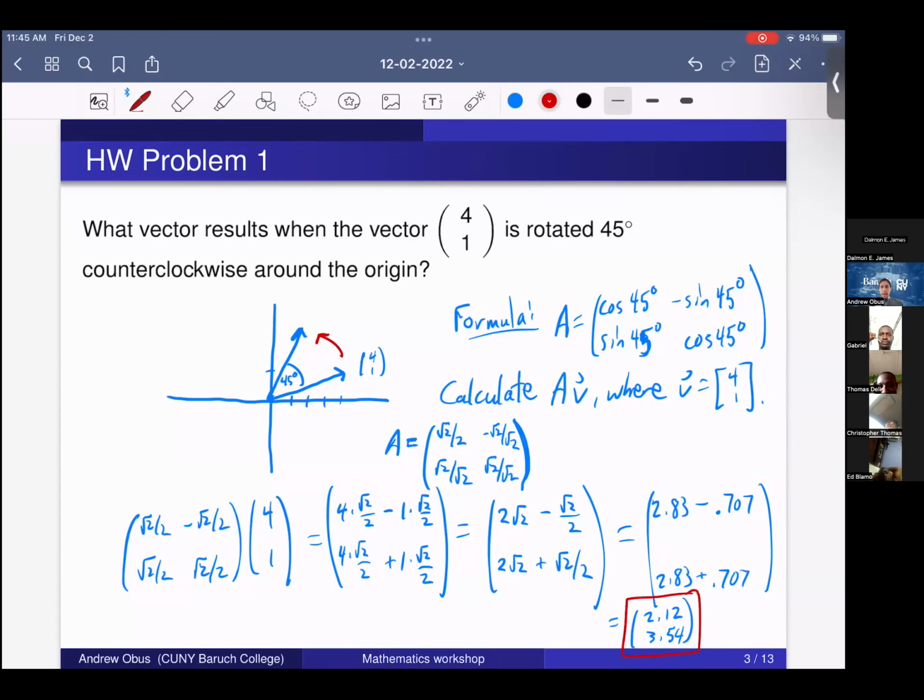Okay, so this is the answer that we get, and this makes some sense, right? We have an x coordinate of about 2.12, a little bit more than 2, and a y coordinate of 3.54. So the y coordinate does look bigger than the x coordinate, and this looks like a pretty reasonable answer for what this vector should look like when we do the rotation.